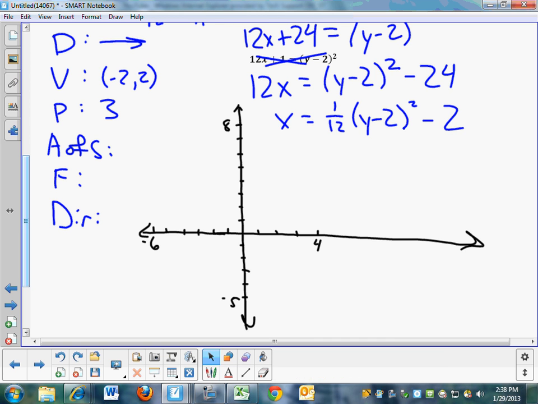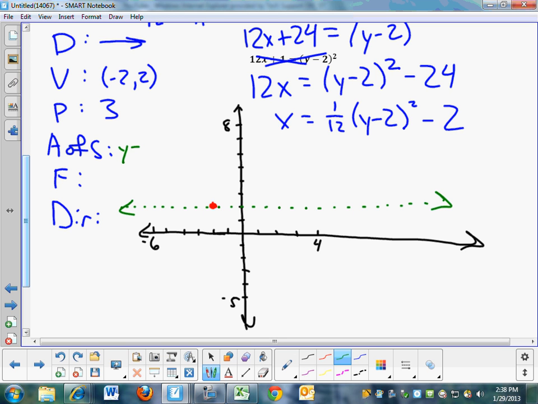Let's plot our vertex. Vertex goes at negative 2, positive 2. So what's the equation for the axis of symmetry? Very good, Haley. Y equals 2.